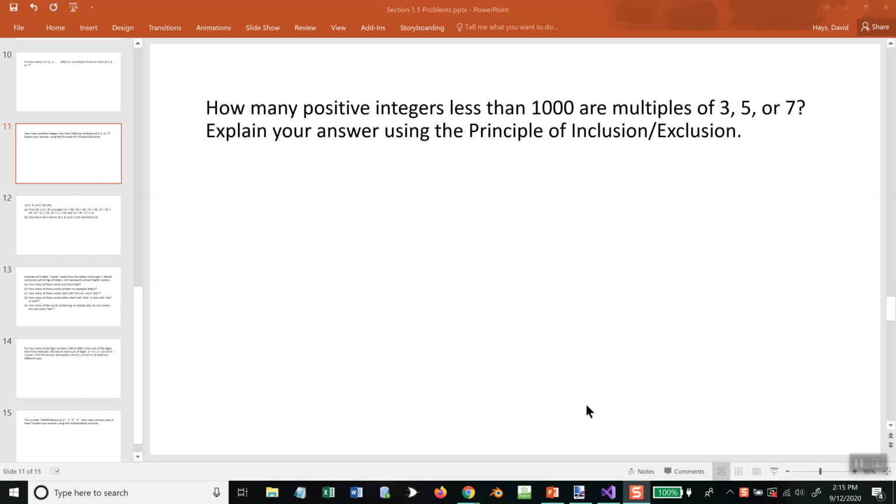Okay, let's take a look at this problem. It says, how many positive integers less than 1,000 are multiples of 3, 5, or 7? Explain your answer using the principle of inclusion-exclusion.